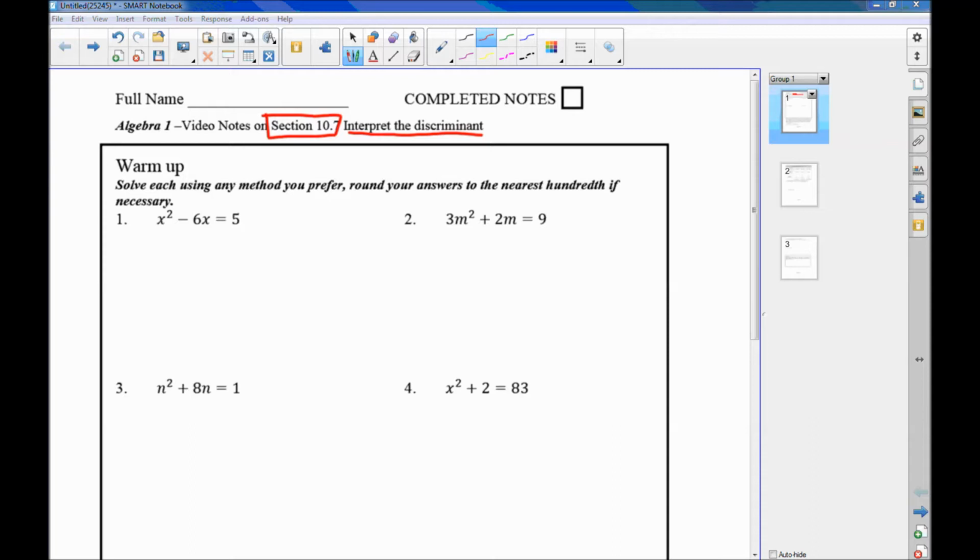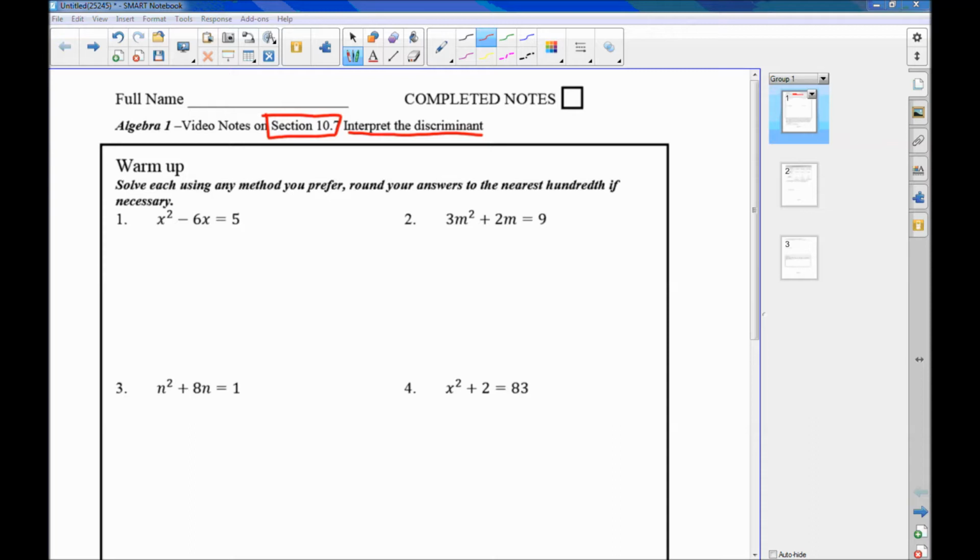Then we learned the square root method, and that only worked on some special ones where the b value was 0. And then we learned the completing the square method, which works on everything, but it's especially nice when the a value is already 1. And then we learned the quadratic formula, which works on every quadratic equation, and it doesn't really matter what the a, b, and c are.